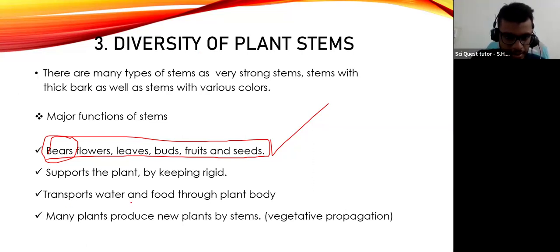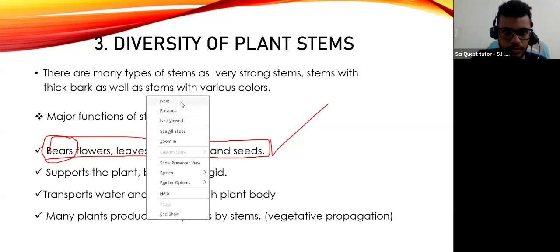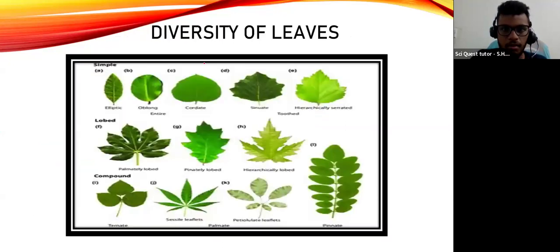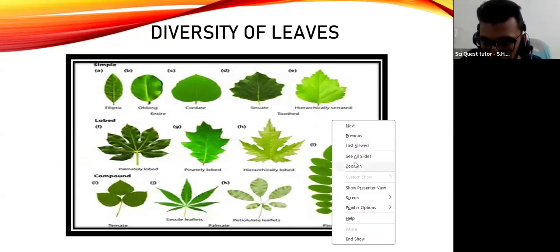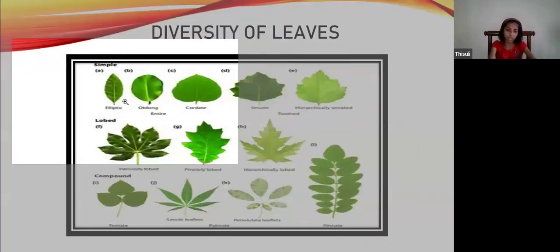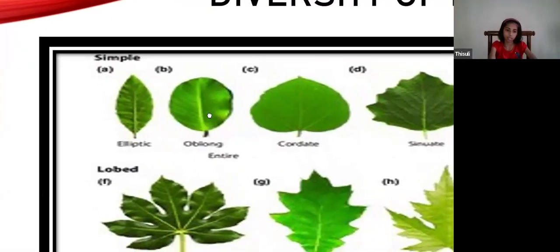Now that is done. Yes, we'll move to the other slide, students. All right. So, diversity of leaves. You can look at here. There are different diversities. See, look at this structure. Is it clear for you all? Can you all view the structure properly? Yes. So you can look at here.